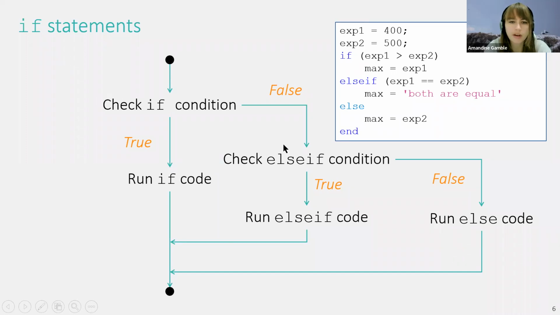Okay, so when you look at the diagram like that, it looks a bit complicated, but if you really look step by step, it's not that complicated. So again, the first statement is checked. If it's true, it runs the if code and then goes to the end. If it's false, it checks the else if condition. If that condition is true, it runs and goes to the end. If it's false, it runs the else code, and you can add as many else if as you need.